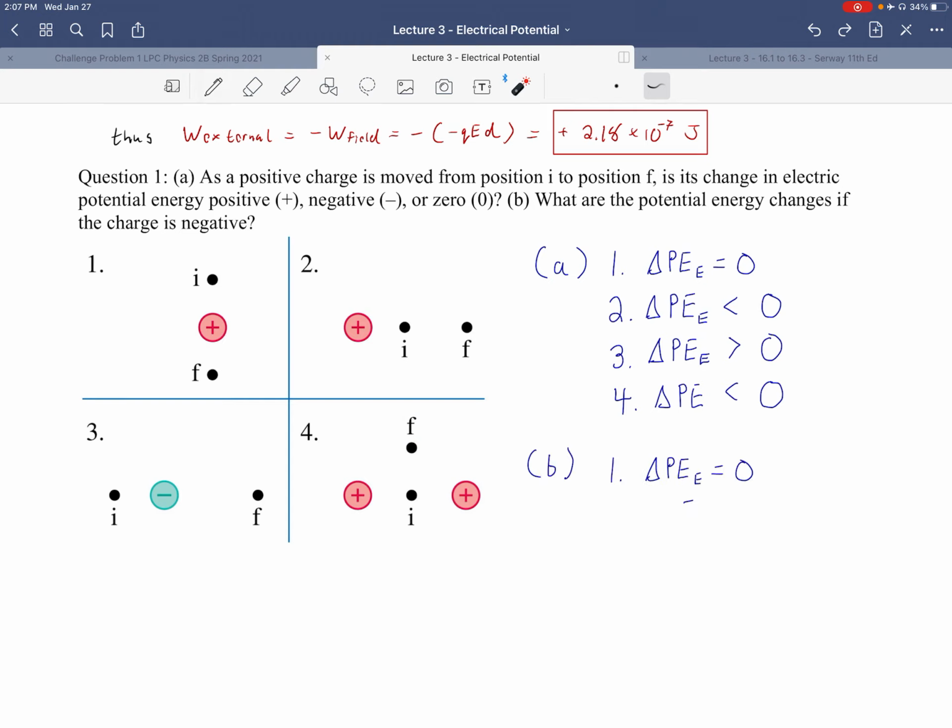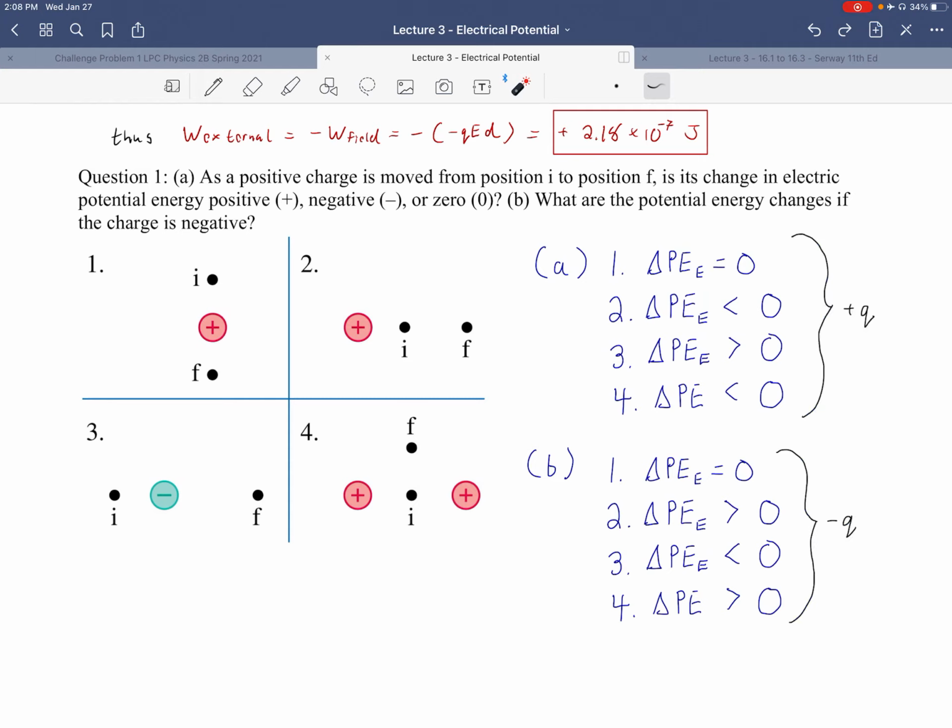So the change in potential energy for case 1 is still 0 because the distance hasn't changed. And now all the other signs are simply reversed because what was uphill for the positive charge is now downhill for the negative charge. So case 2 is an increase in potential energy. Case 3 is a decrease in potential energy. And then case 4 is an increase. See it? And just a label, this is for positive charge, and these cases are for negative charge. I think this is a good summary that you can refer back to remind yourself about the changes in energy as positive and negative charges move relative to charge distributions like these.